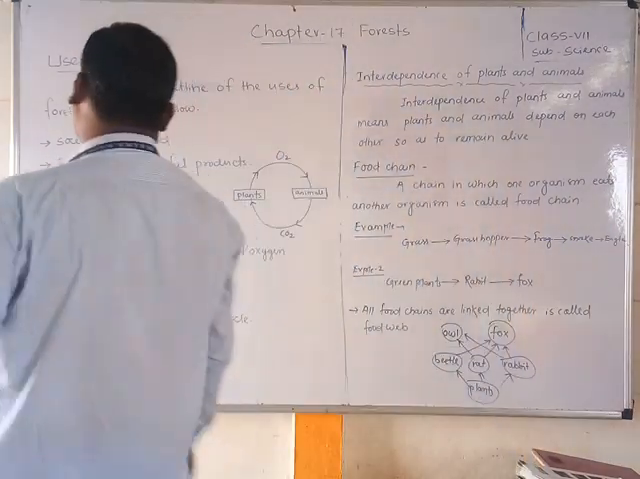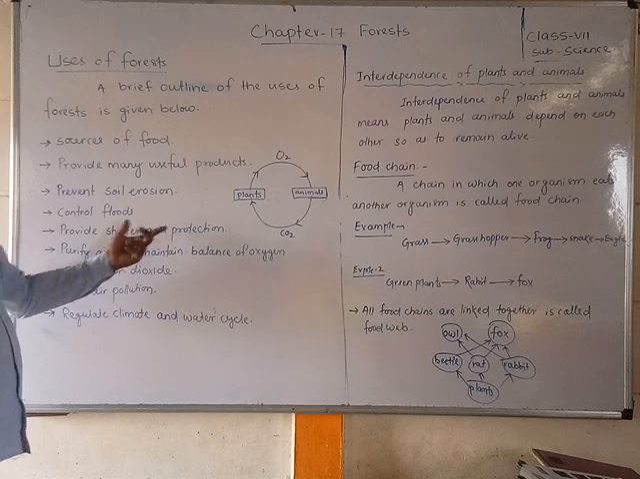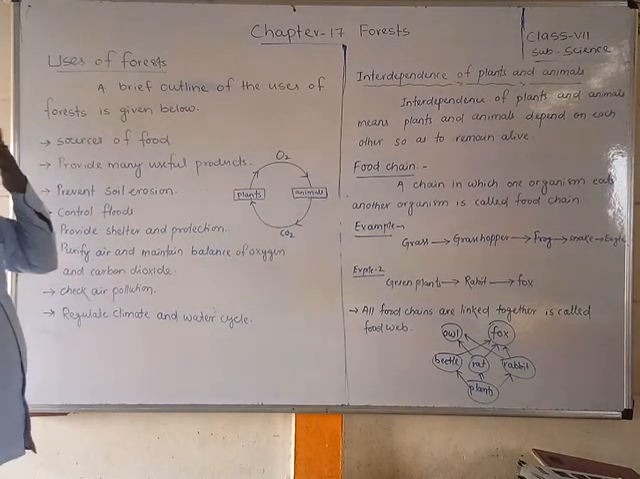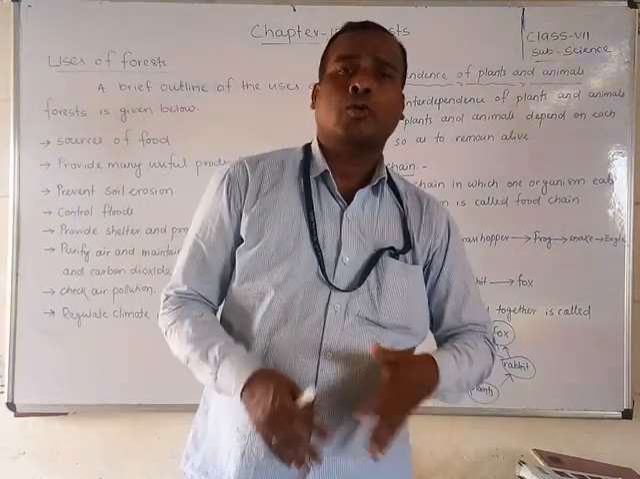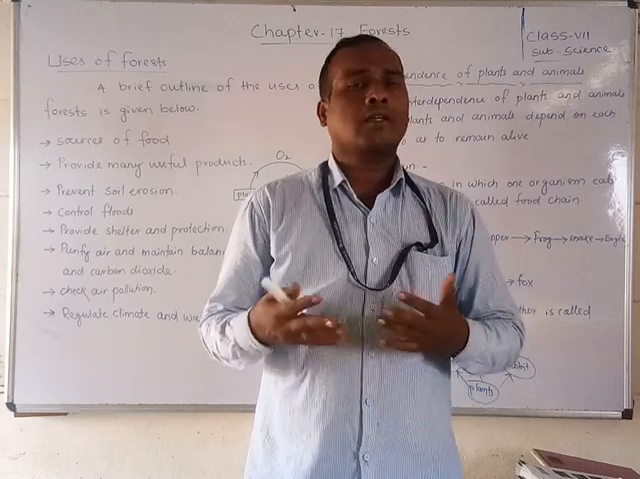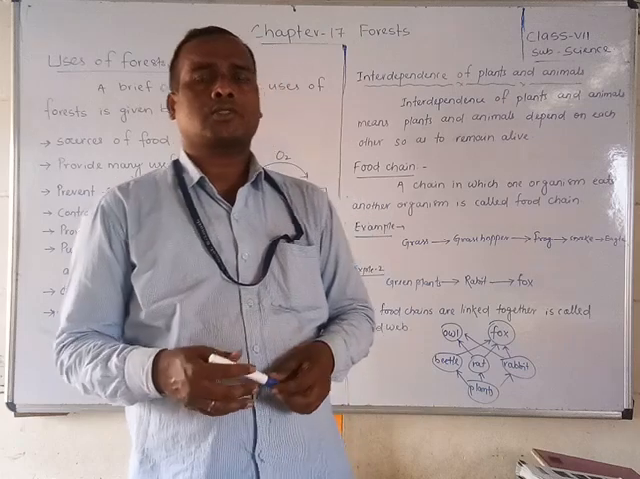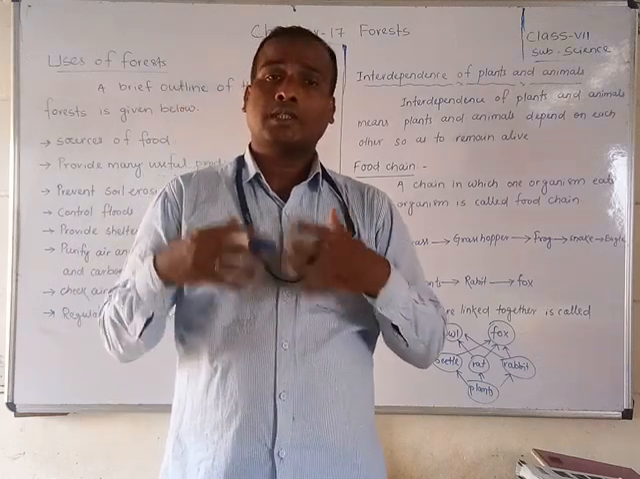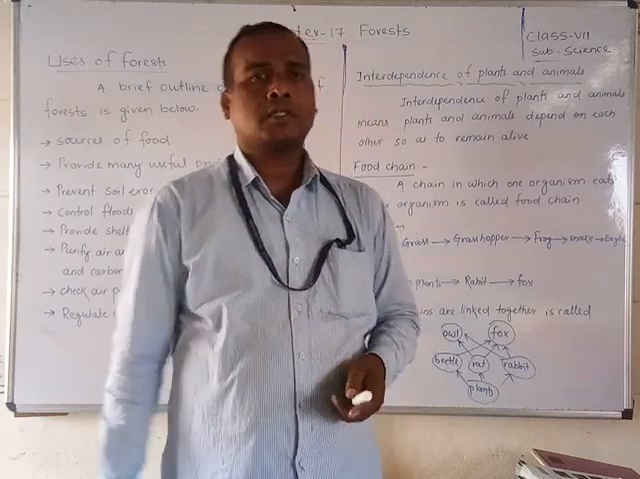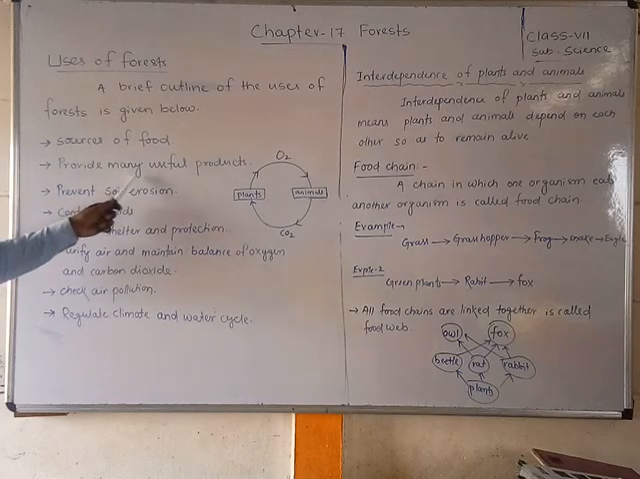So see students, we will find out the uses: prevent soil erosion, control of floods, provide shelter and protection. One by one we can discuss them. First of all, the sources of food. You know, students, so many animals depend directly or indirectly on plants, that is, on the forest, as a source of food.